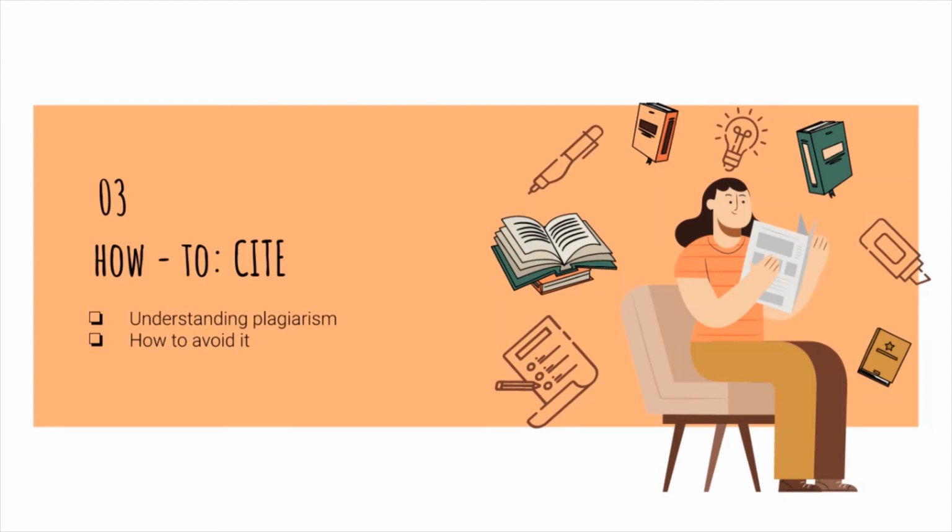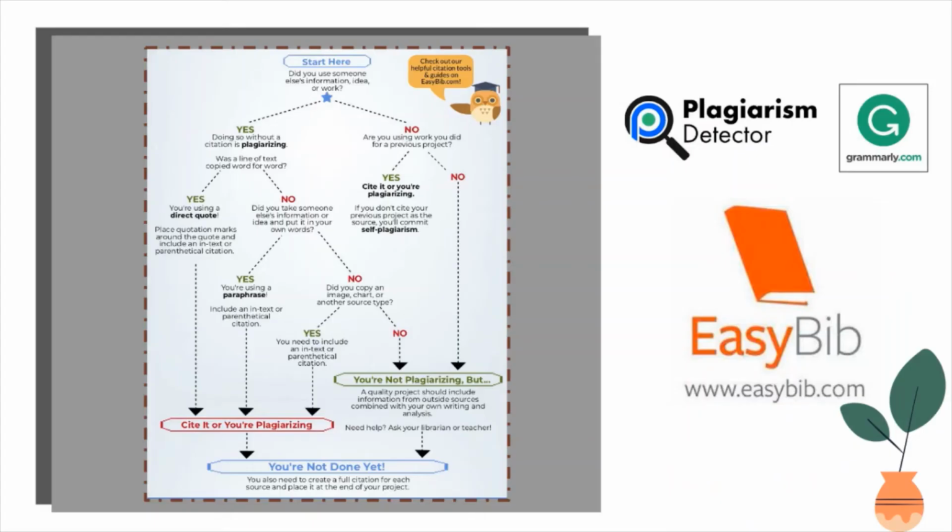And lastly, we're going to talk about citing and understanding plagiarism and how to avoid it. So I'm pretty sure y'all probably all know about plagiarism. It's basically taking credit for someone's work or not giving the credit that's due. And this typically can happen if you copy and paste something that should be a direct quote.